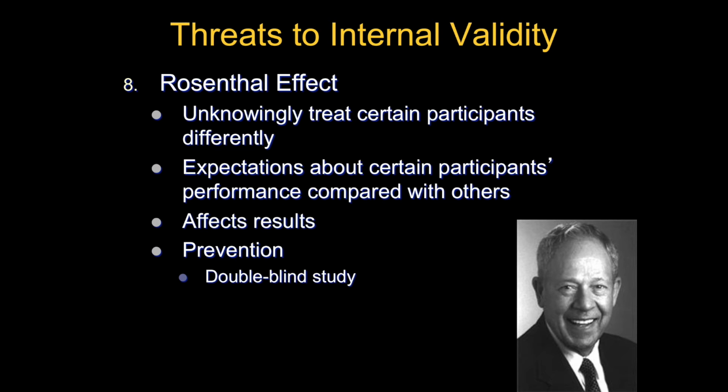Then we have the Rosenthal effect, which basically is summed up like this, that you're going to treat participants differently because you know what group they're in. You have certain expectations about them. Oh, they're in the strength training group, they're going to get stronger and they're going to do better. That can actually affect the results because the researcher may treat that group differently. So a simple prevention to this is to double blind the study. Make sure that the researcher and the participants have no idea what treatment they're getting.